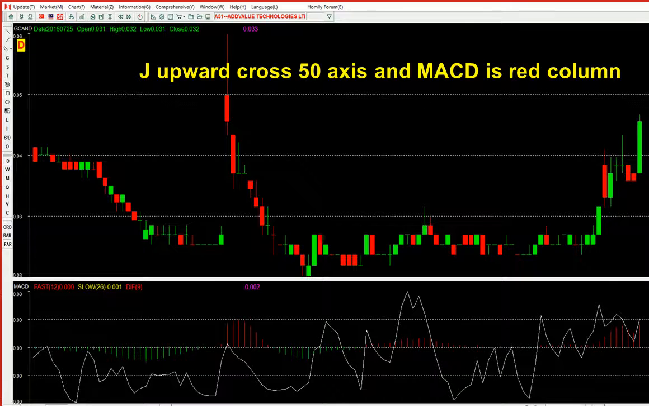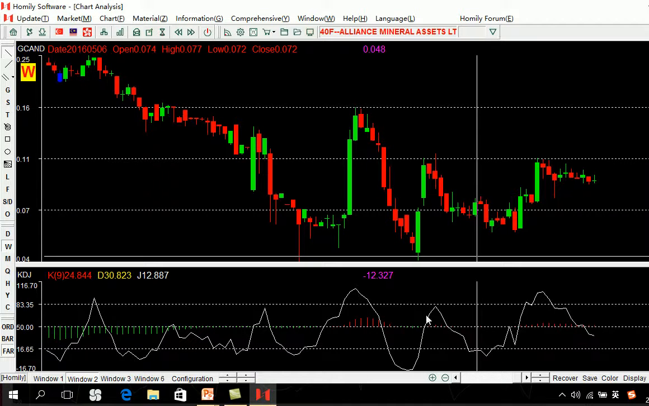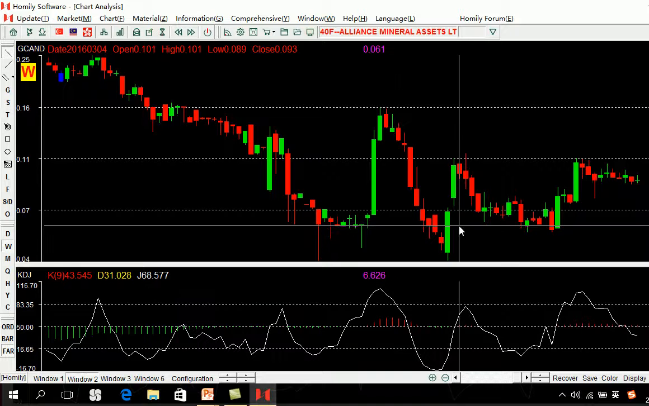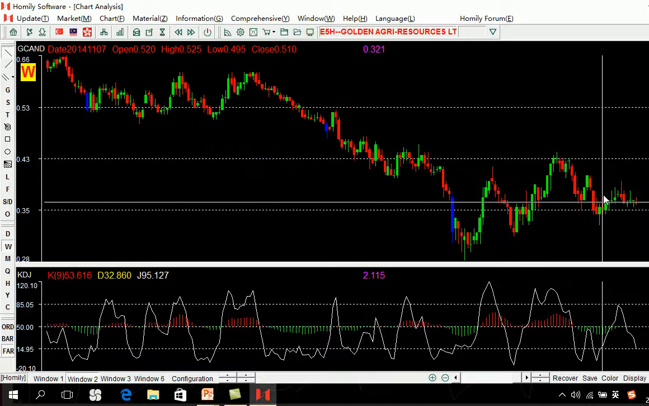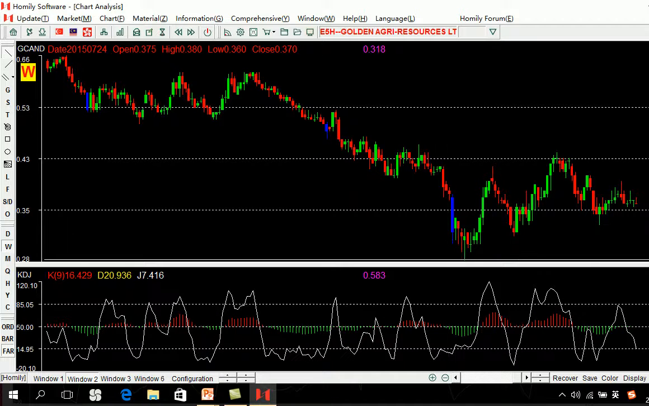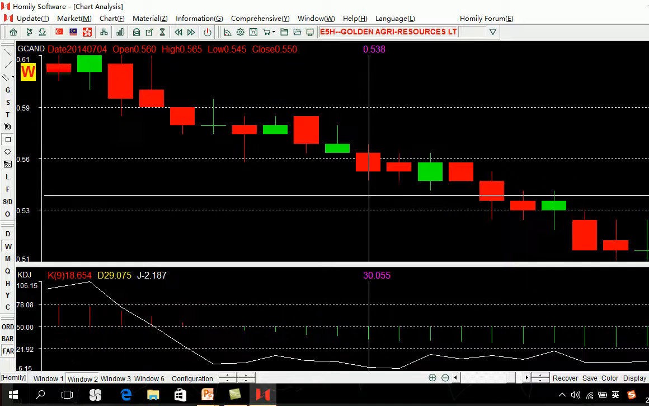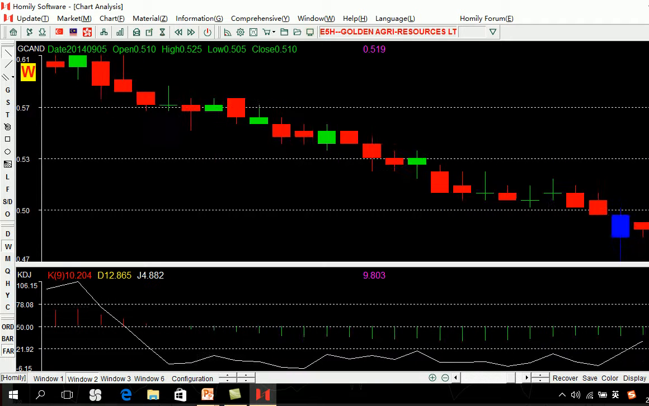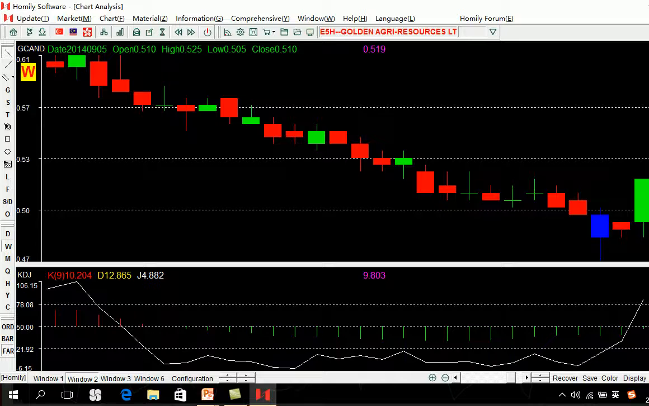Then I give you some examples. This is Allen's, okay? Then how to do that? Let's see this one. Buy or not? If you see the price like this, can we get in or not? No, okay? Then we can wait and see. This one can buy or not?